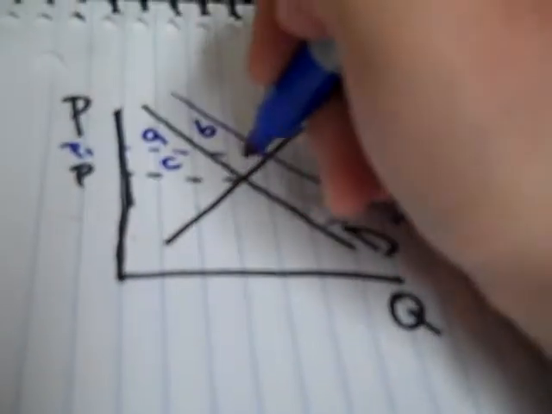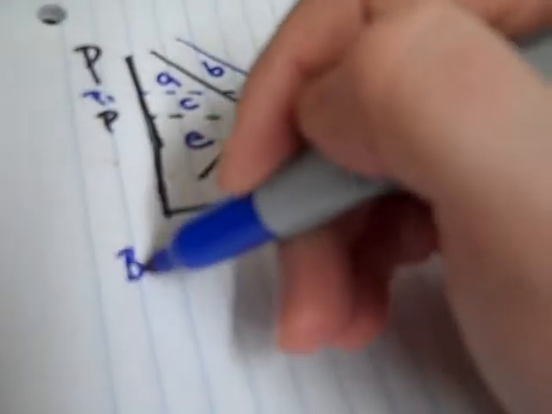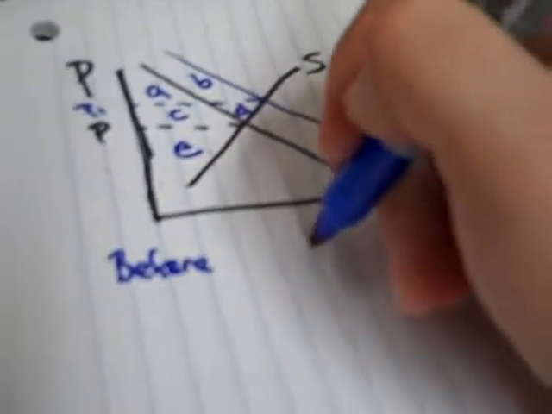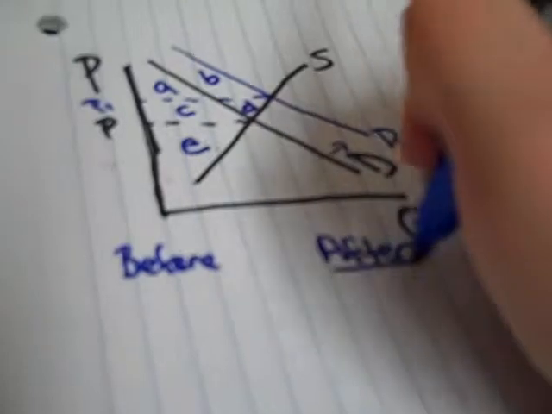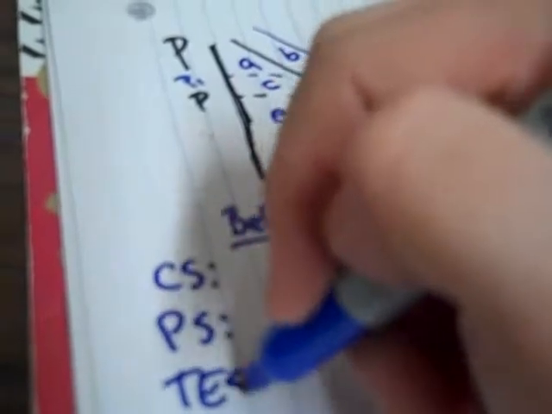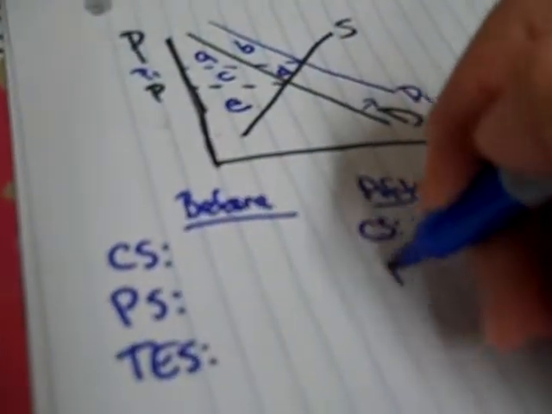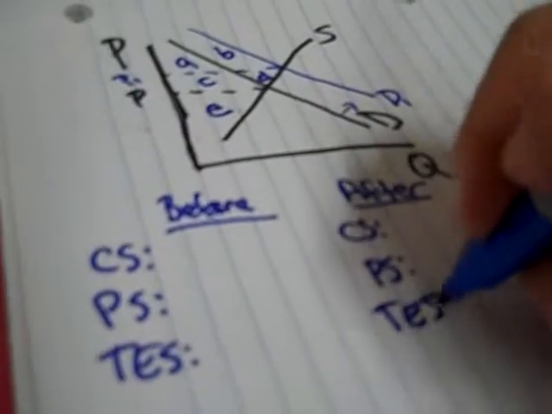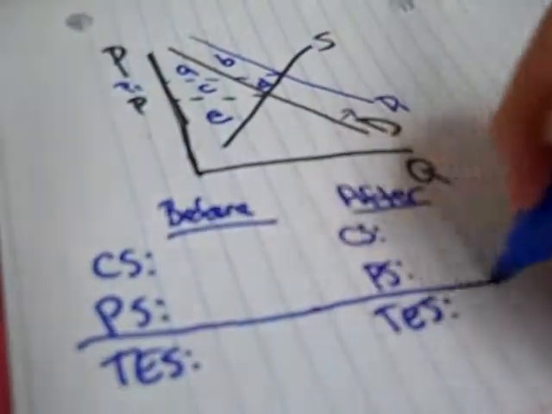We have a new price line. And then we need to label all of these areas. You don't ever need to label anything to the right of your supply curve. And now we got to do the same thing we did last time, where we looked at before and after the scenario. And we're looking at consumer surplus, producer surplus, and society or total economic surplus. Now I can set myself up a little chart to fill in.